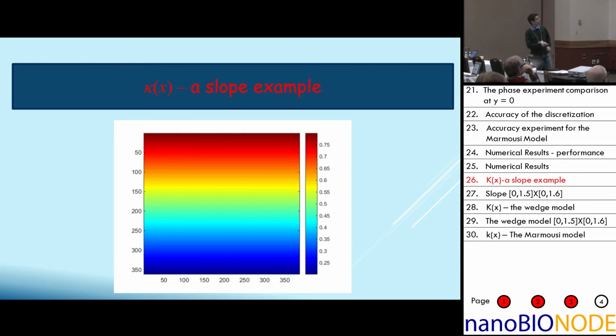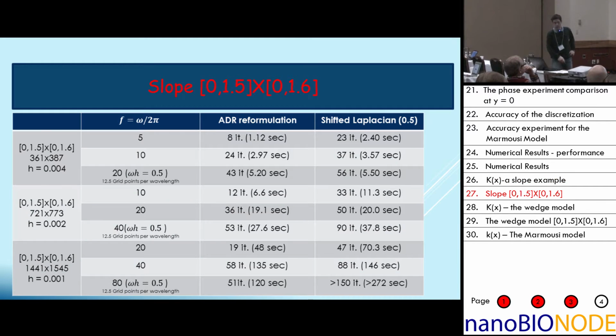So we start with the slope example, the linear medium, and here you can see 3 test problems. All of them are almost square domains. H is 0.004. H goes divides by 2, and H divides by 2 again. And here you see 3 frequencies. So the bottom of each 3 is the 12.5 grid points per wavelength. So that's the limit of the discretization based on this H.